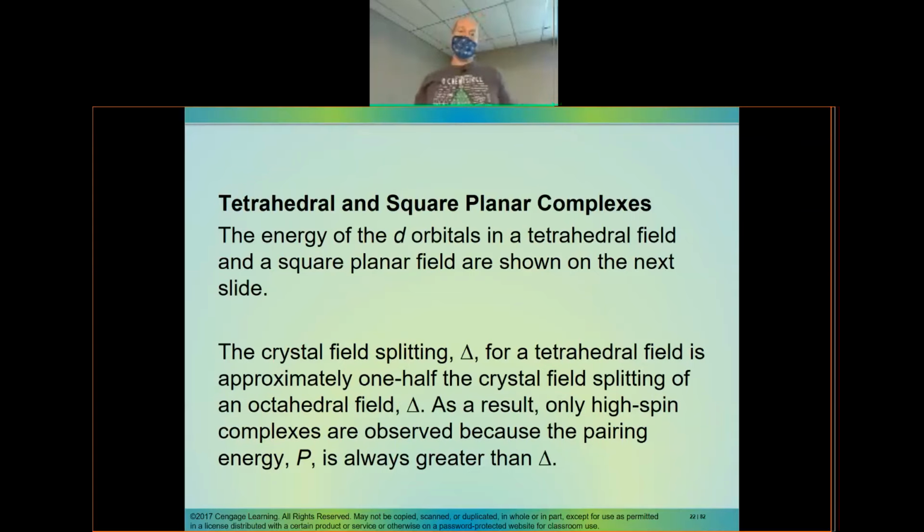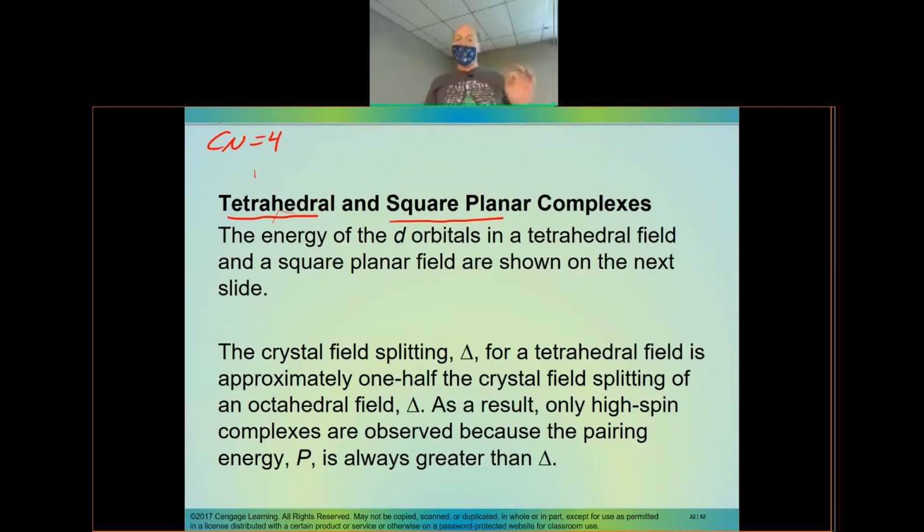All right, now we're going to do coordination numbers of 4. If your coordination number is 4, then you're going to be tetrahedral or you're going to be square planar. If your coordination number is 6, you're always going to be octahedral. When it's 4, you can be tetrahedral or you could be square planar.